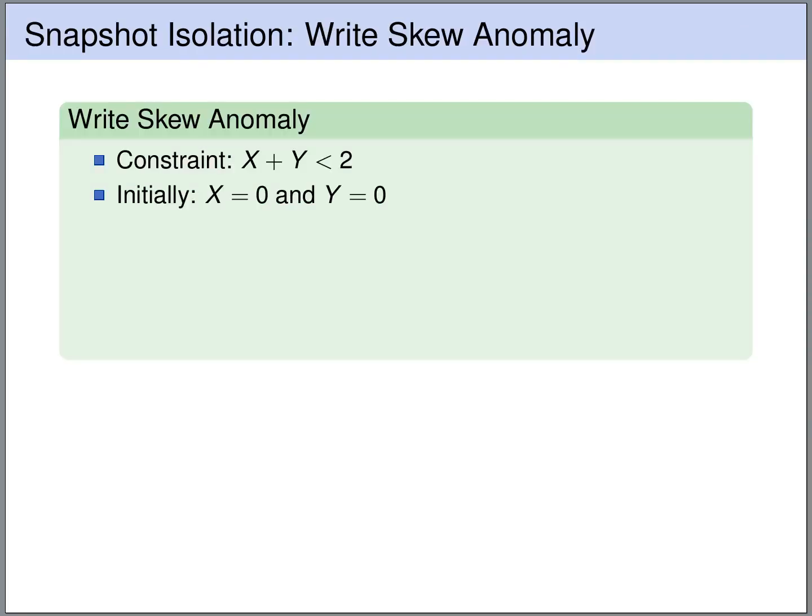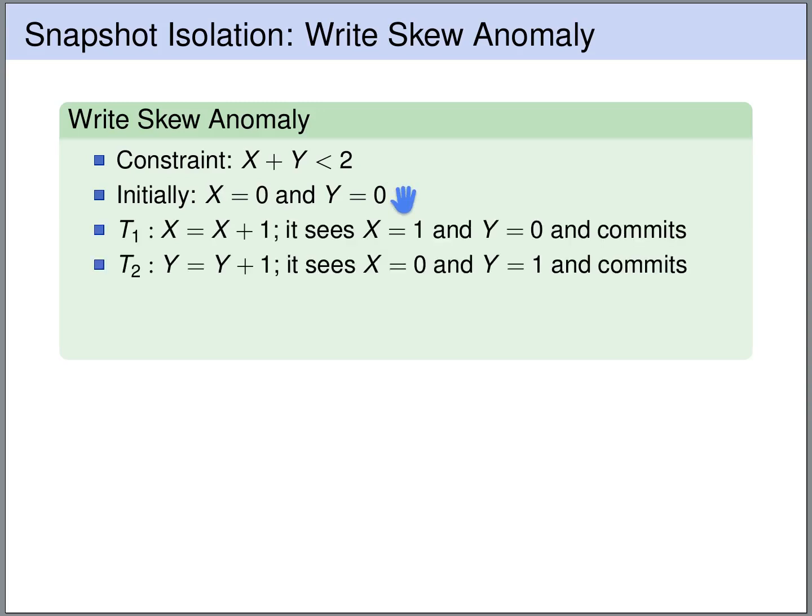Let's have a look at the write skew anomaly that can occur in snapshot isolation. Let's assume that we have a constraint x plus y is smaller than 2. Initially, both x and y are 0. Now we run two transactions in parallel, so they are started at the same time. Because of snapshot isolation, they both see the database state at the moment they've been started. So both think that x and y are 0.